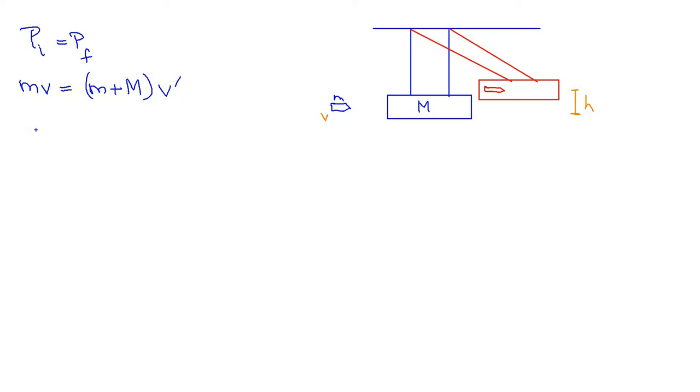So v is equal to m plus capital M divided by small m times v prime. Let's call this equation 1.